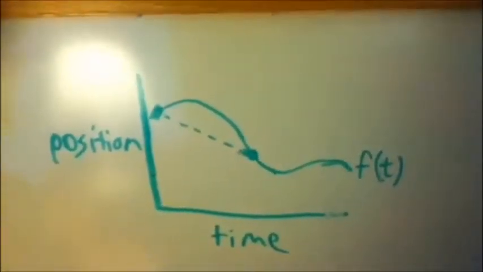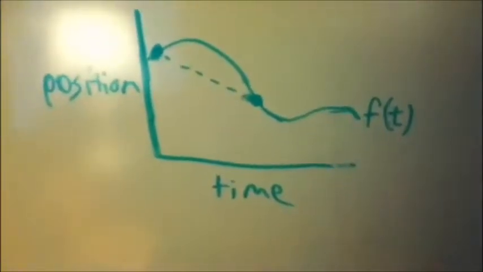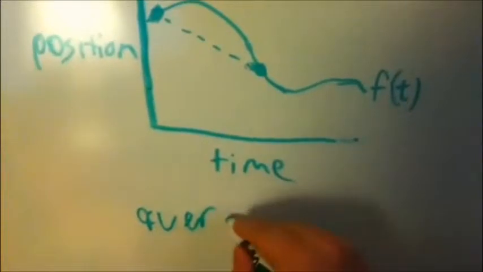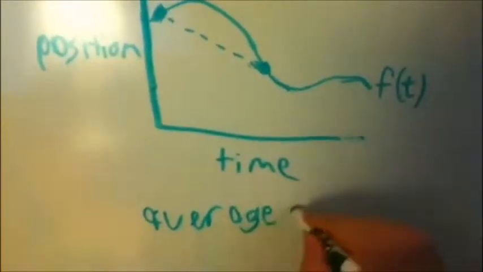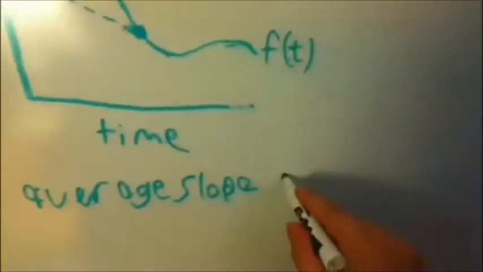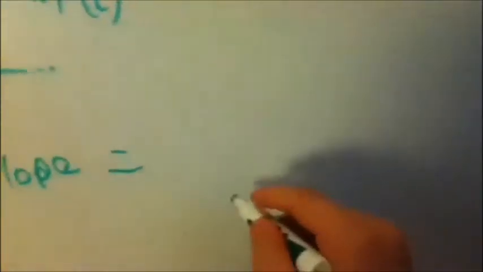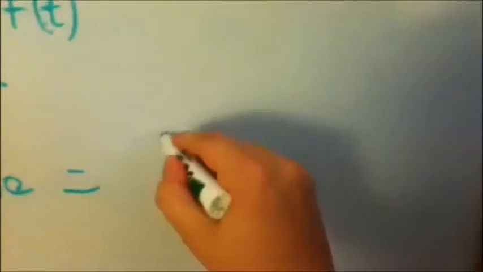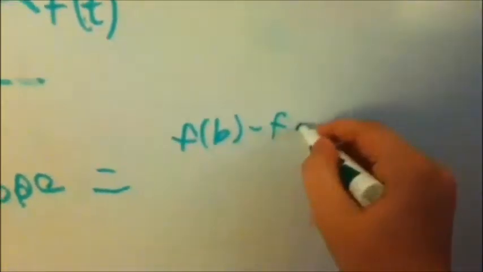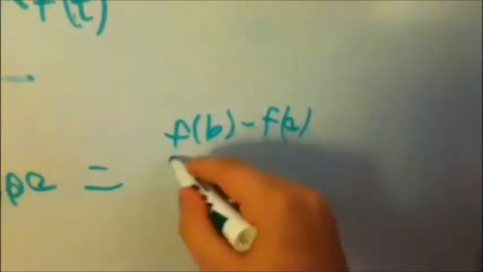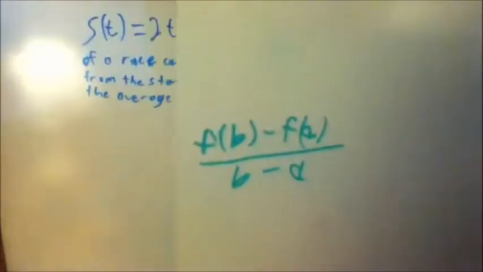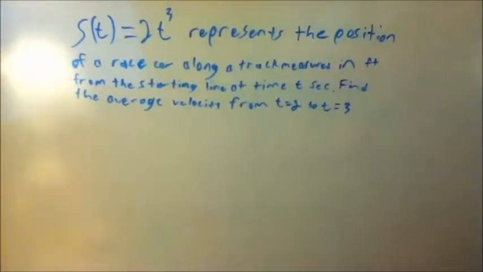To find the average rate of change, you use the equation average slope equals f of b minus f of a over b minus a. Now we're going to do a practice problem.